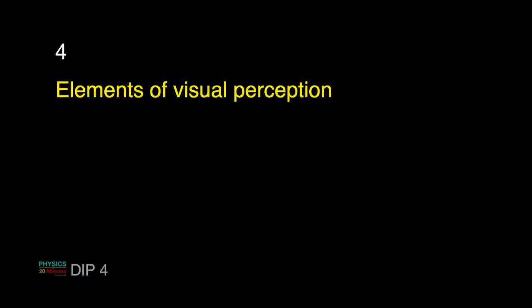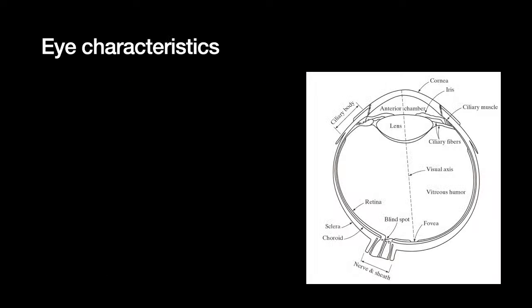Now, in this part of the lecture, we are going to talk about elements of visual perception. We are basically going to talk about the human eye. So, let us first look at eye characteristics. The diagram that I am presenting to you is a cross section of the human eye, and we are going to look at different characteristics very quickly.